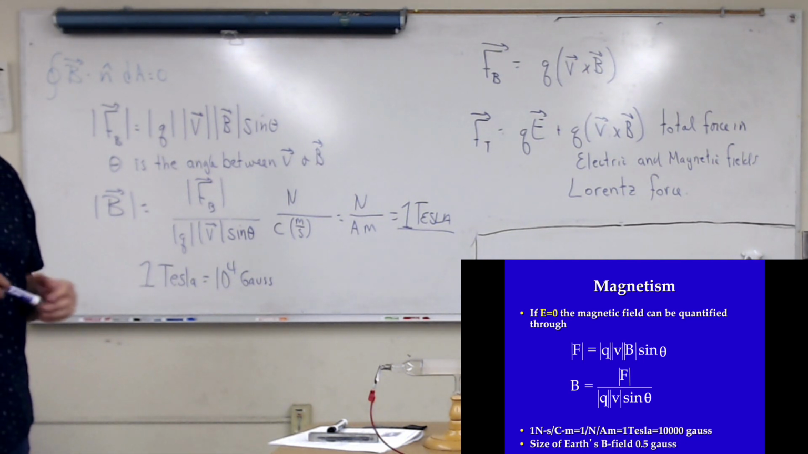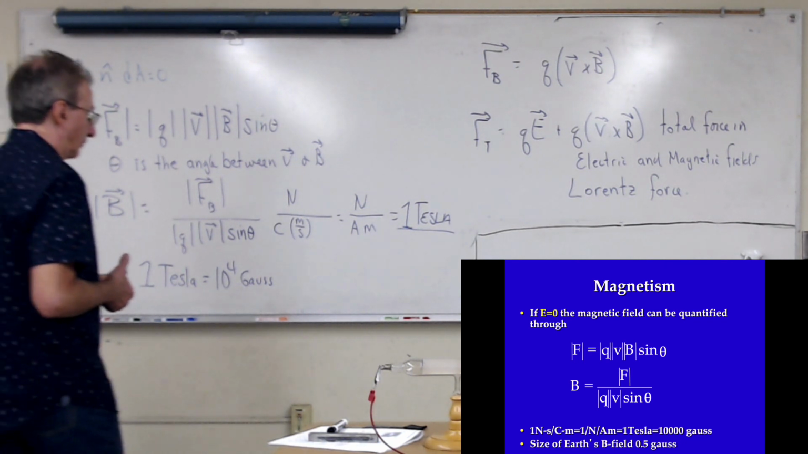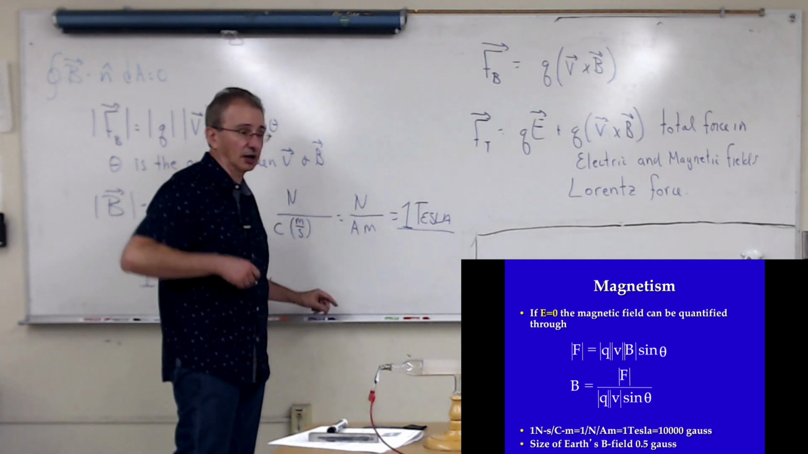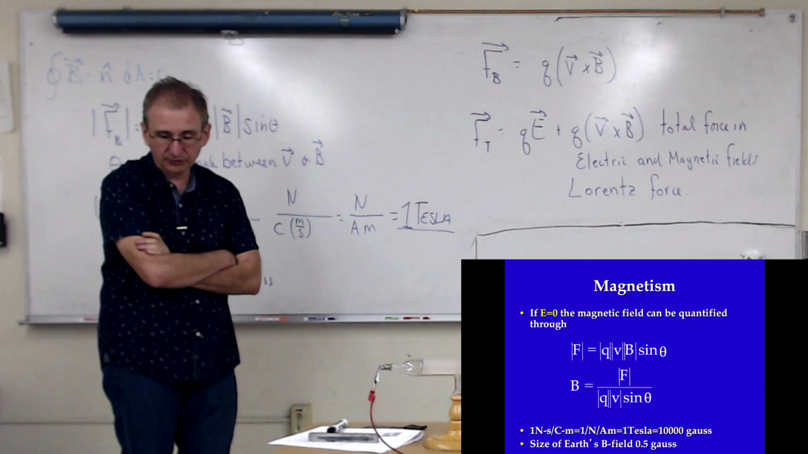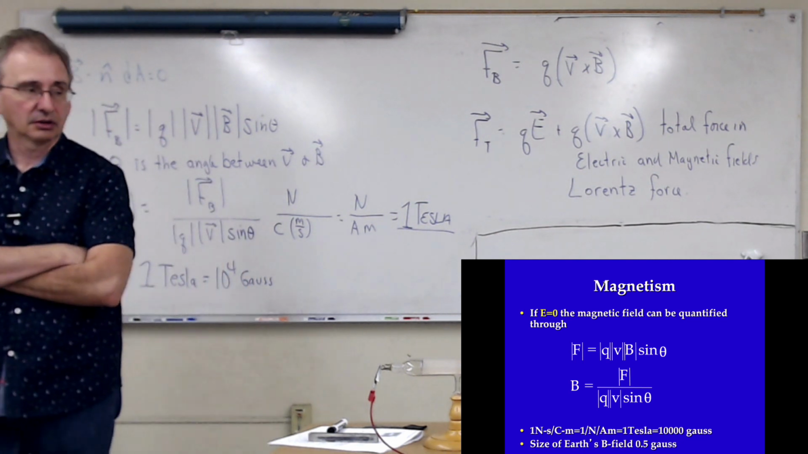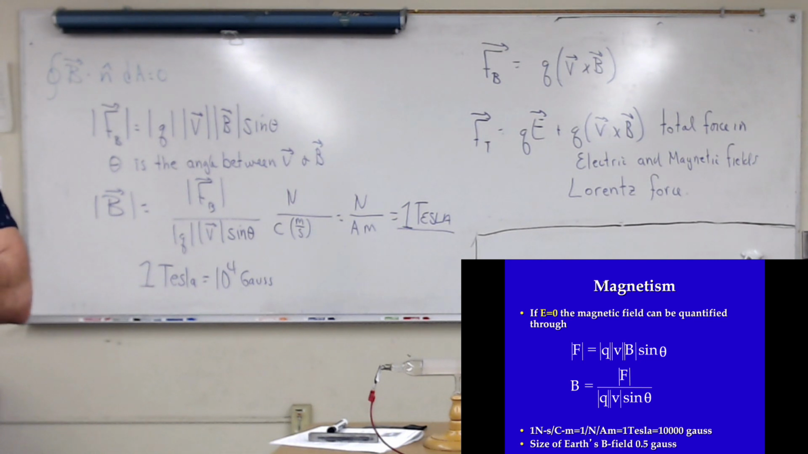It's not a very large field. A Tesla is a very large unit for a magnetic field. A 1 Tesla field is strong. The magnets that are used for your MRI are a couple Tesla. You're not supposed to have any magnetic materials when you get an MRI, right? That's a strong magnetic field, like 2-3 Tesla.